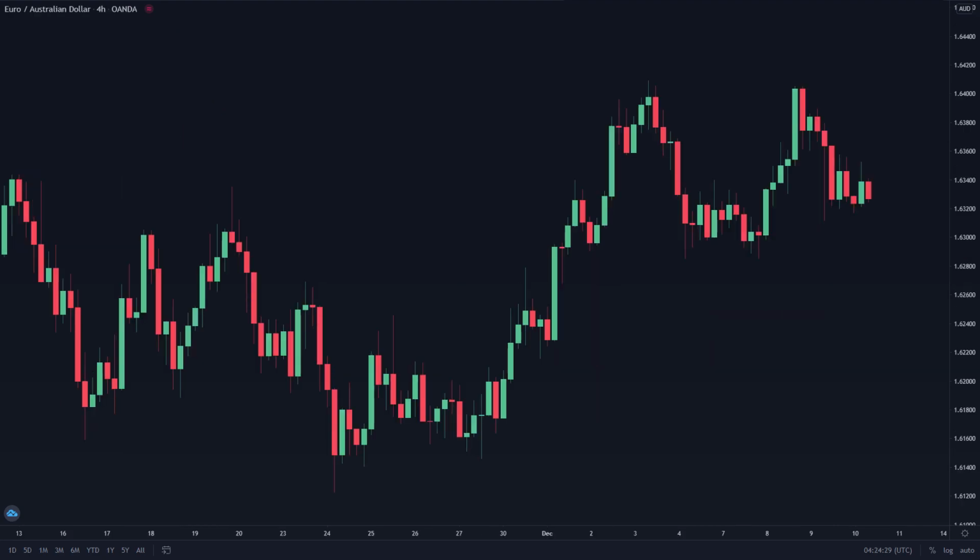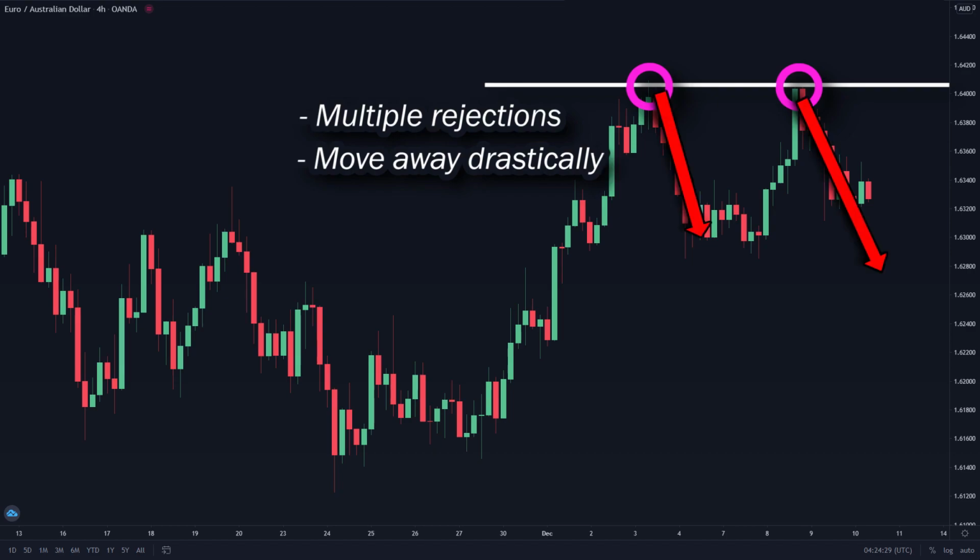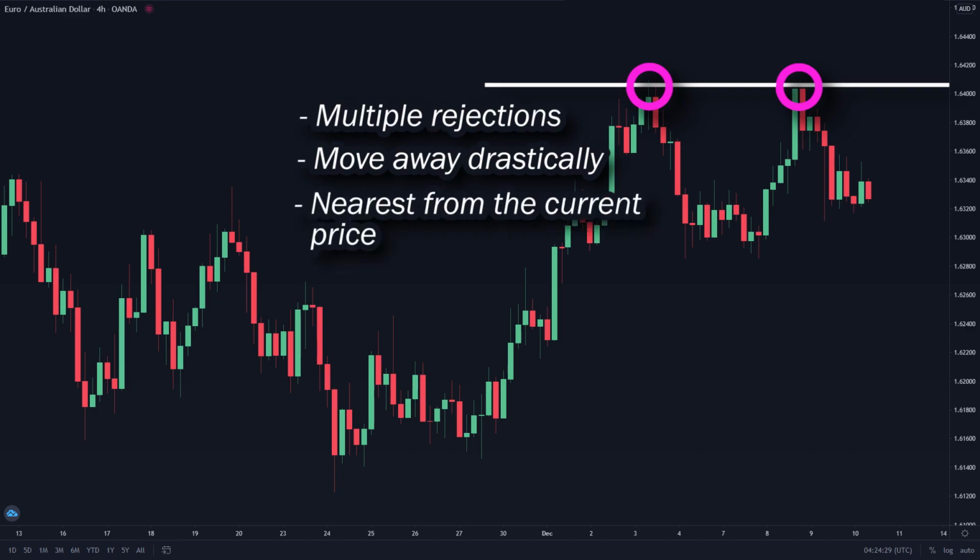So here's the Euro Australian dollar, and as we look at the current price, we can spot a level up here. Let's see which criteria this level fulfills. First, there are multiple rejections, because as you can see, the price tried to break out of this level but failed multiple times. Next, the price moved away drastically from a point of swing high. And lastly, the area is closest to the current price.